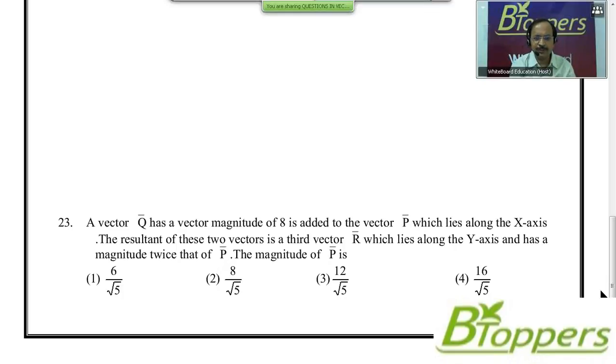So those students who need more time to try the question, they can take a pause and try this problem. Come on, see the next problem.